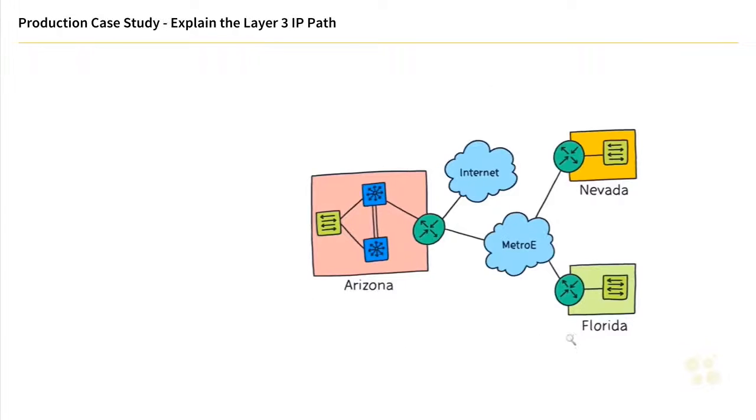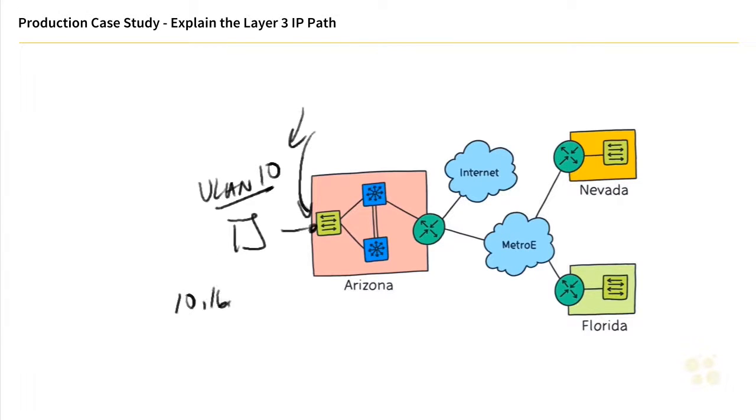So here's our enterprise topology, and we've got a user over here sitting on VLAN 10. Now, when we say we have a user sitting on VLAN 10, of course, what we mean to say is that we've got a computer connected to a switch port, and that switch port is assigned to VLAN 10. And then on top of VLAN 10, we have a specific IP network address space that we're using. So in this topology, VLAN 10 is using the IP address space here in Arizona of 10.16.0.0 with a 24-bit mask.